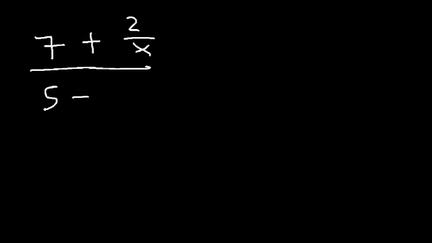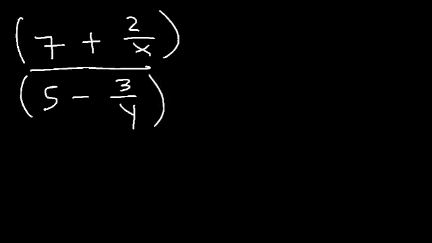Now let's say if you have a complex fraction that looks like this. 7 plus 2 over x divided by 5 minus 3 over y. How would you simplify this expression? The best way to simplify is to multiply top and bottom by the common denominator of these two fractions. The common denominator is x and y. So let's multiply the top part by xy and the bottom part by xy.